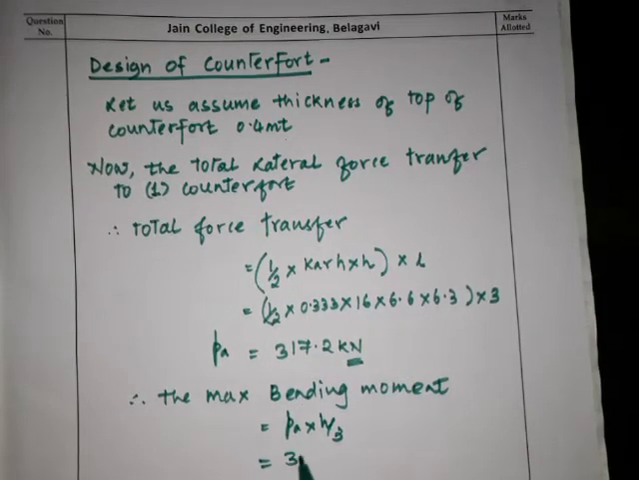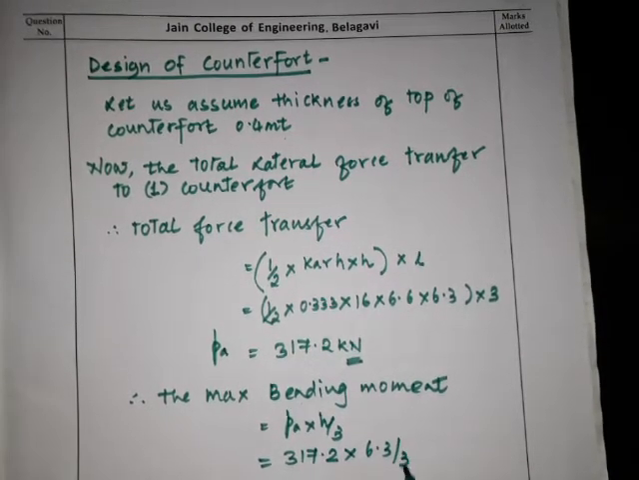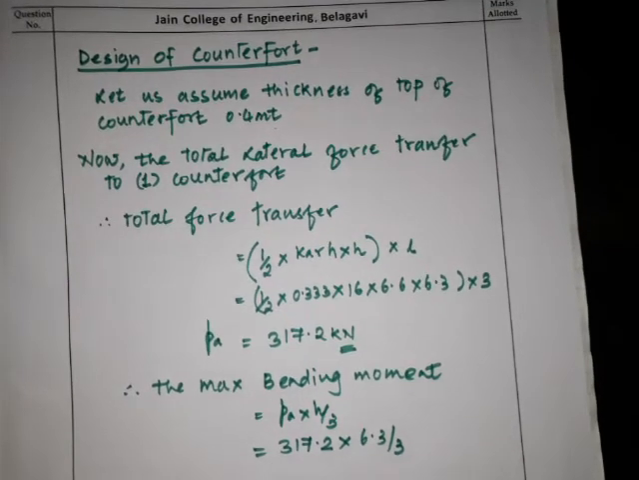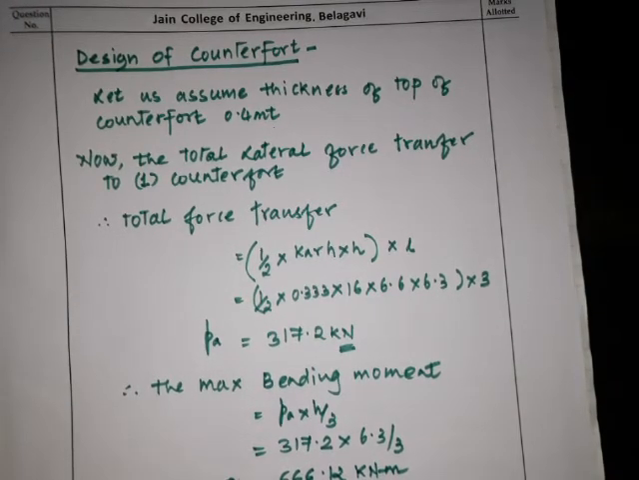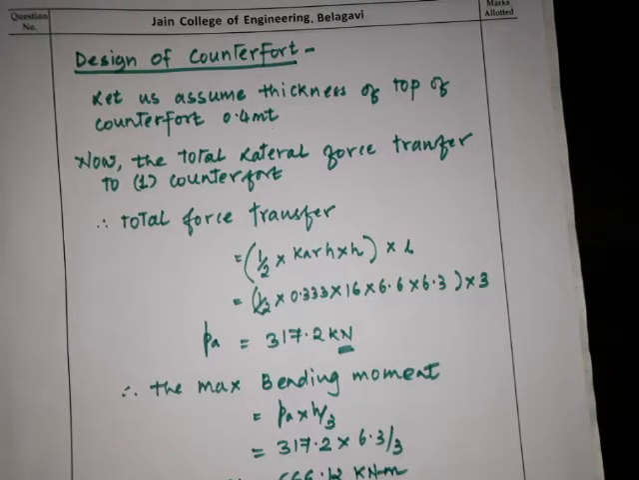So PA is 317.2 into H, which is 6.3 by 3. So we got this as 666.12 kilonewton meter. So we got M is equal to 666.12 kilonewton meter.